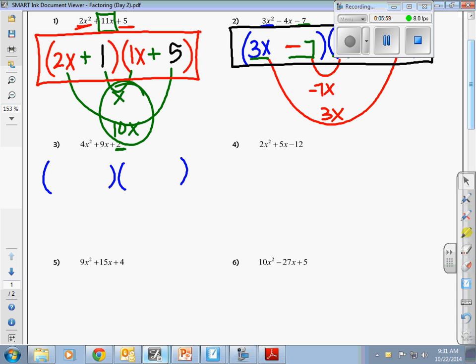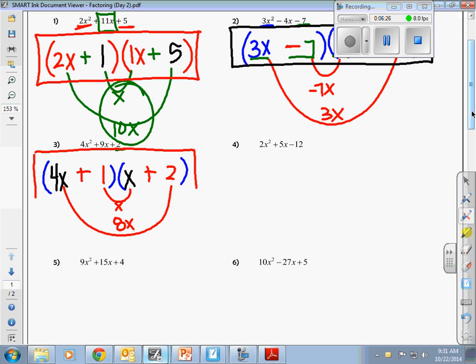So I'm going to start over. My other options of 4 are 4x and 1x, so just x. Once again, my factors of 2 are 2 and 1. So I'm going to do 1 and 2 because I'm starting to see that my outside will be multiplied together. So this is going to give me 8x, and this will multiply together to give me x. So this gives me, when I add it, 9x. So they will both be positive, and everything checks out. So there is my solution.